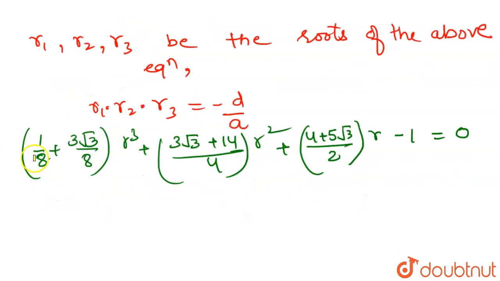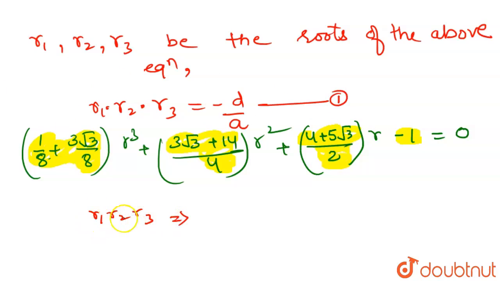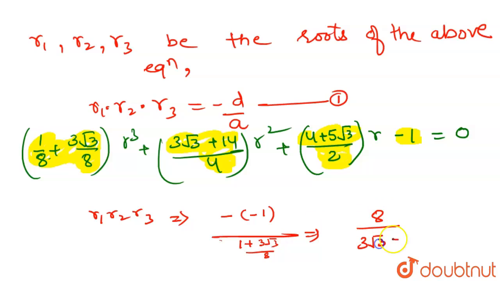We know that this term is your a, this term is b, this term is c, and this is your d. So according to this equation, we can write here r1 into r2 into r3, which is OA, OB and OC, right? So this will be minus d upon a. Minus d is minus 1. So minus of minus 1 upon a is what? 1 plus 3 root 3 upon 8, because they have the same denominator. So we can write it as 1 upon (1 plus 3 root 3) upon 8. So after simplifying, we will get 8 upon 3 root 3 plus 1.